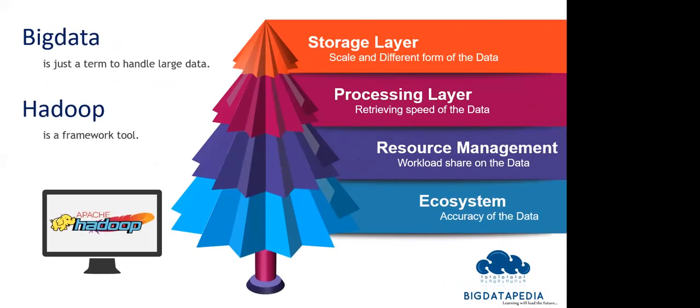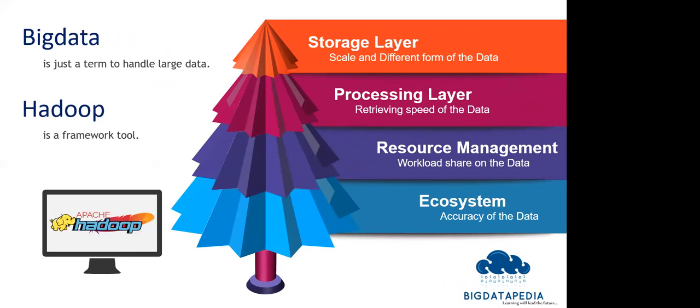Okay, so this is the big data. Here we just start with the big data concepts. As I already said, big data is a term for handling large data. Hadoop is a framework. And in Hadoop, they follow 4 layers: storage layer, process layer, resource management, and ecosystem. These 4 are mainly used.